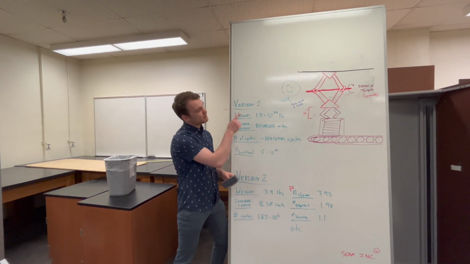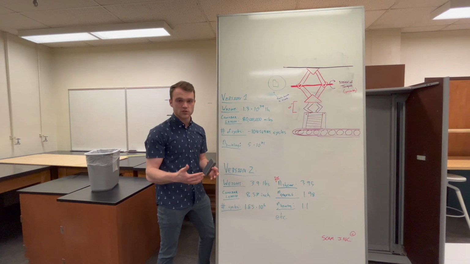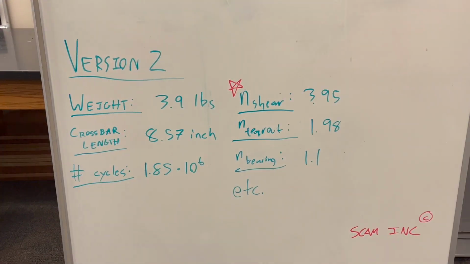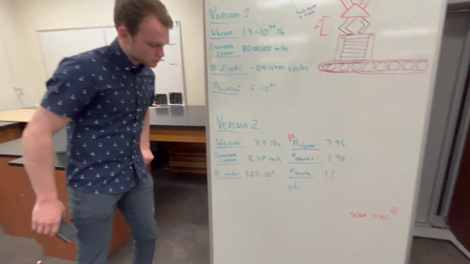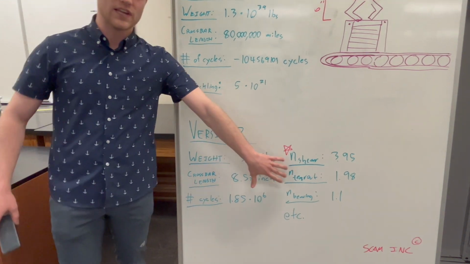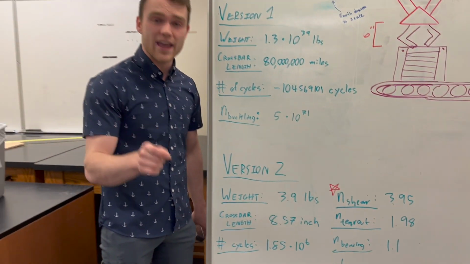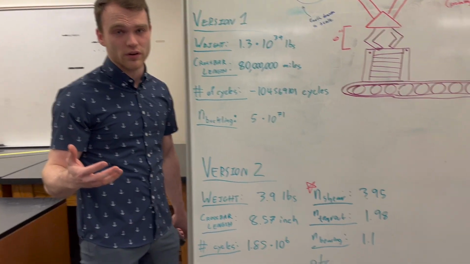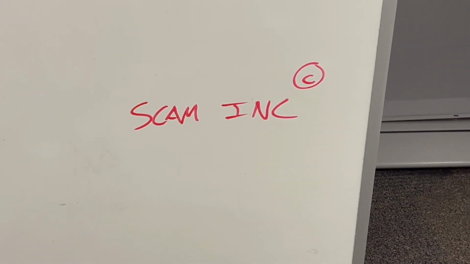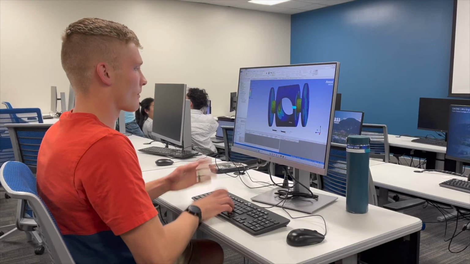But you know what? It can be hard to fit this scissor jack in your factory. So we changed a few things, added some constraints, and came up with an even better model. This version, it's only 4 pounds, has an 8.57-inch crossbar length, can survive for that many cycles, and is adequately safe. Now, in case you're wondering, and you're thinking that we're trying to scam you, which we certainly wouldn't do at all, we've gone through some intense validation procedures to ensure that we have given you the best results.